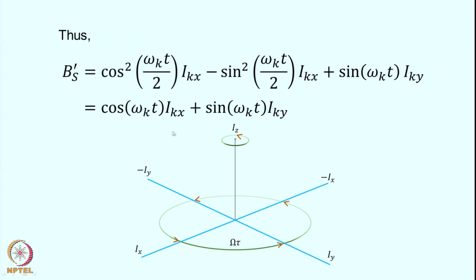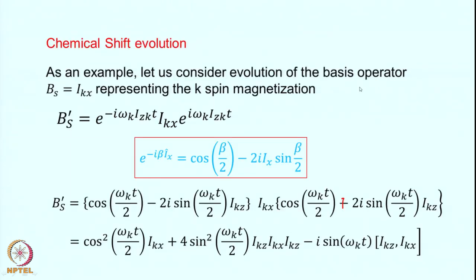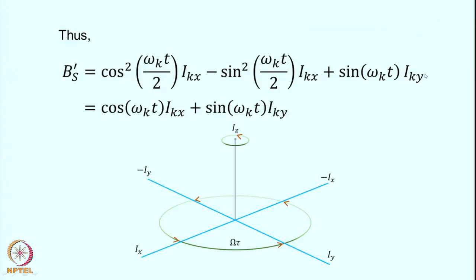So therefore, that 4 cancels, then I will get here cosine square(ωk t/2) IKX minus sine square(ωk t/2) IKX plus the last term. This one remains, this one is there, and this gives me KZ KX, this gives me IKY. So this commutator gives me IKY. And because of the i, minus i square, I get a plus sign, sine ωk t IKY. Therefore, what I got finally? Cosine ωk t IKX plus sine ωk t IKY.